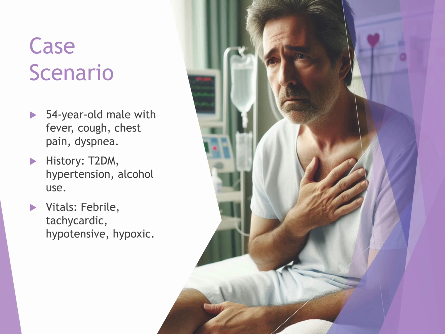On examination, the patient is febrile with a temperature of 39.2 degrees Celsius, tachycardic with a pulse of 115 beats per minute, hypotensive with a blood pressure of 92/58, and hypoxic with oxygen saturation of 88% on room air. He also appears confused and lethargic, which may indicate systemic illness. Based on these findings, clinicians suspect severe community-acquired pneumonia with possible sepsis, and laboratory investigations are requested.